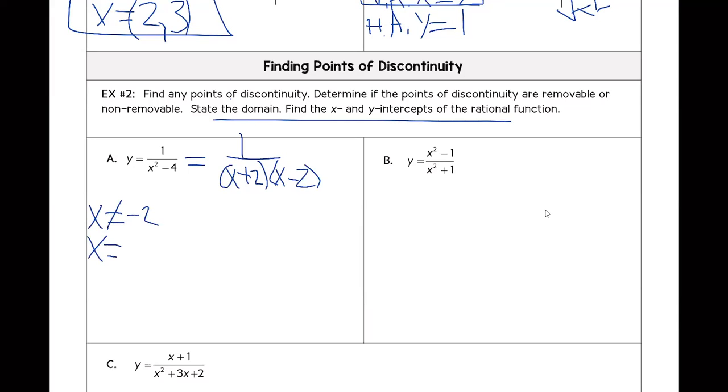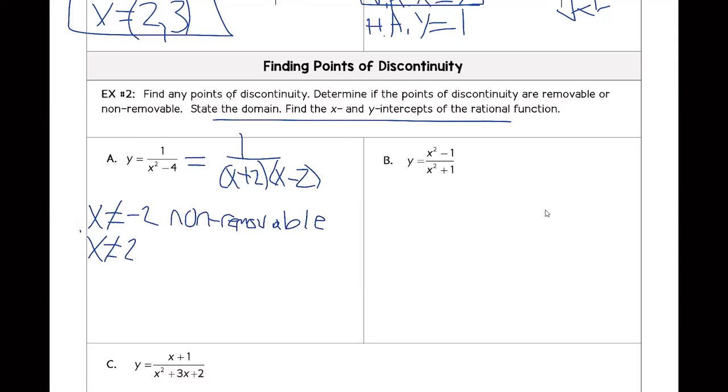And since these are non-removable, so these are both non-removable, if I could speak. So since they're non-removable, what that means is, remember, those are going to be vertical asymptotes.